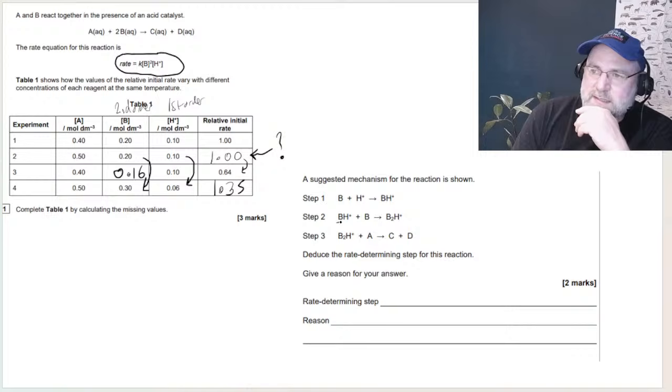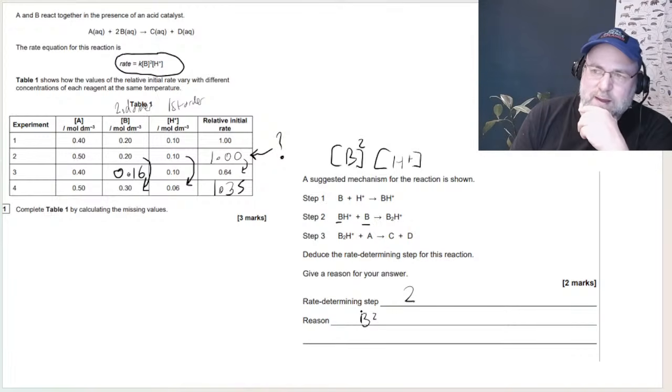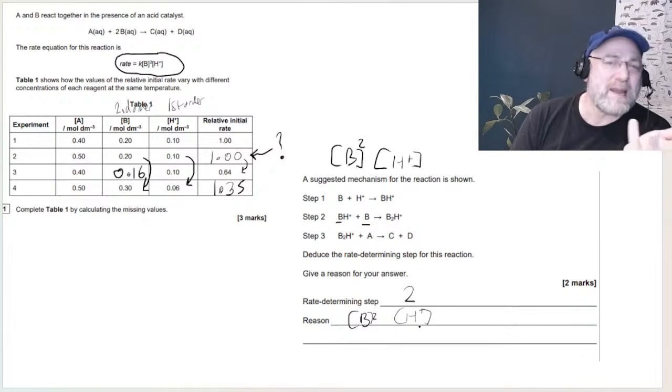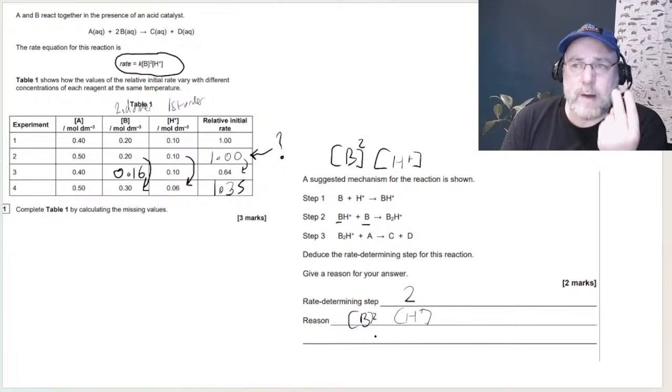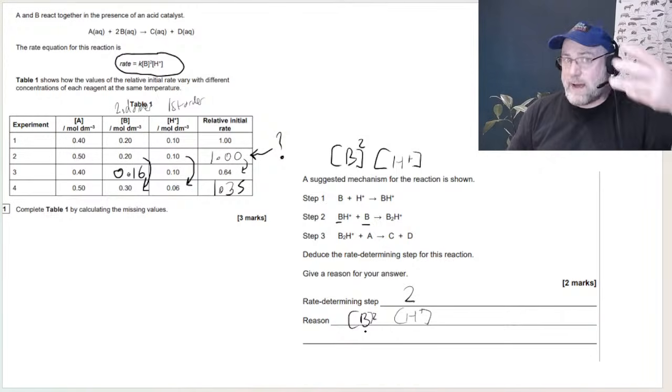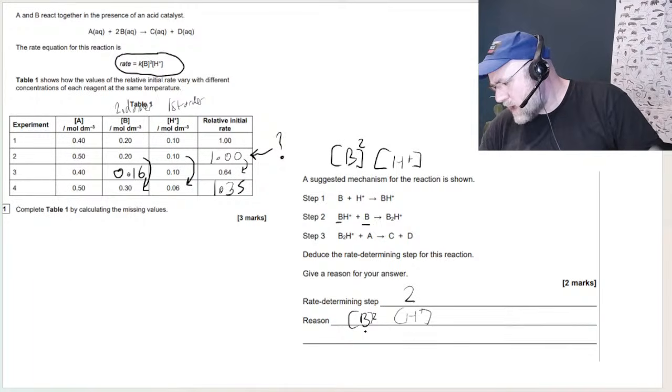And the reason why we know it's step 2 is because look, the B is to the power of 2, and it appears like that in the rate equation. And then we've got the H plus ions. You've got them in the right amounts. What should I really put? Will the examiner give me the marks for writing that? Probably not. I need to say both the reactants that are in the rate equation occur in the rate determining step in the correct amounts according to their orders.